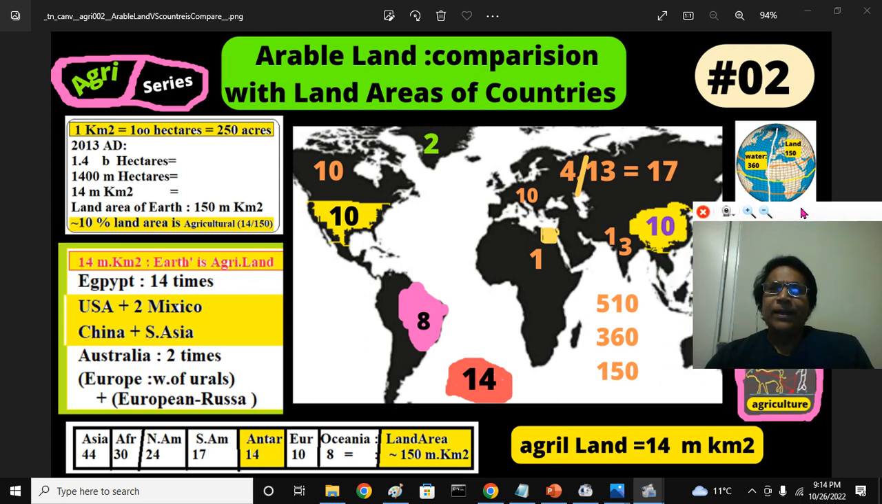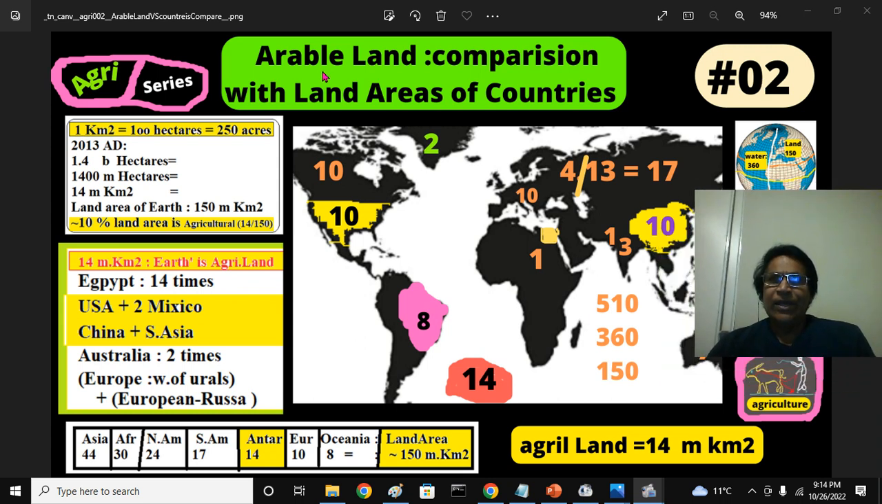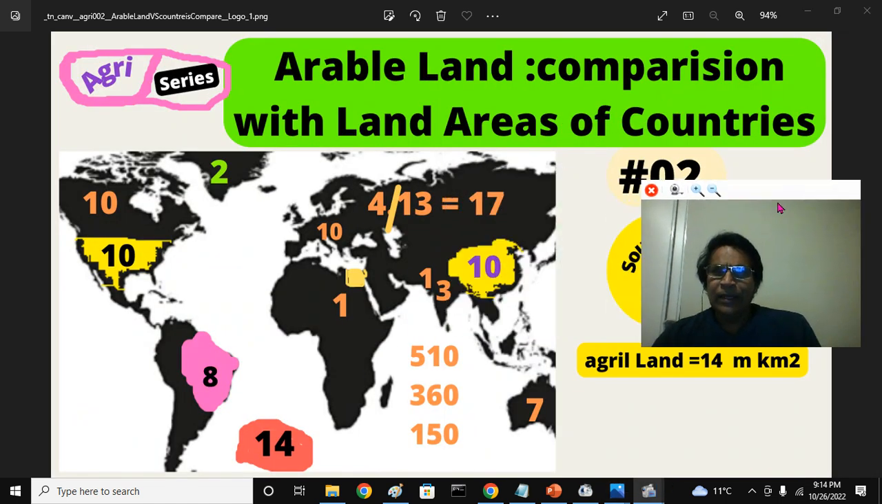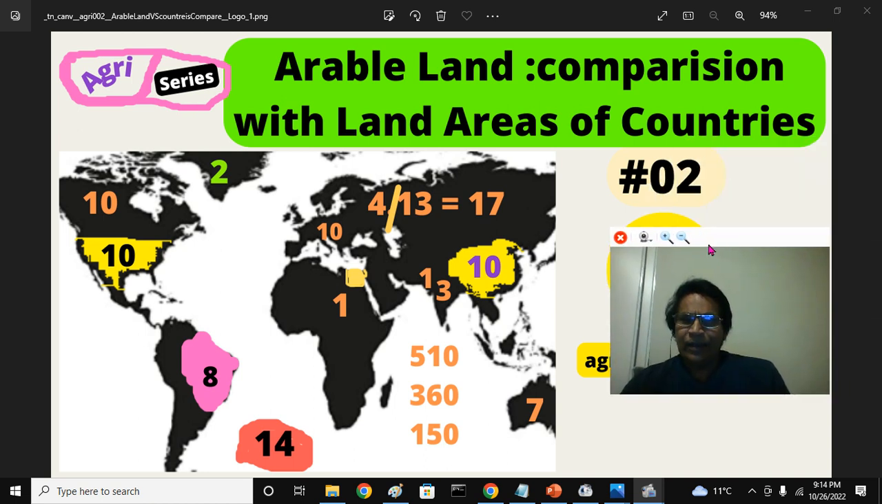This is our agricultural series, part 2. The present discussion is arable land on the planet Earth, and we are comparing the arable land on the planet Earth to the surface areas of different countries. After this presentation, you will get a very fascinating view of the arable land comparisons with the other countries.